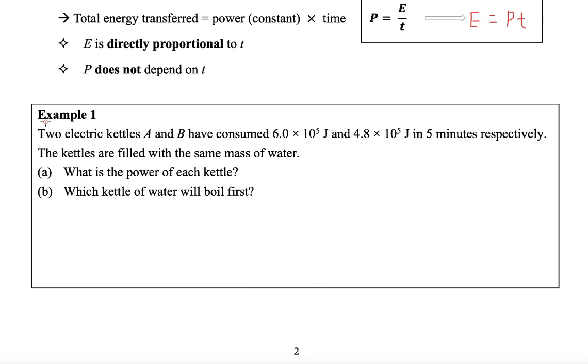And let's have a look at this example one. Two electric kettles A and B have consumed different amounts of energy within the same period of time. So you can see that if within the same period of time they consumed different amounts of energy transferred, then A and B probably have different power. And they are filled with the same mass of water, otherwise it's not fair to compare with the energy transferred. It's not fair to compare with the power.